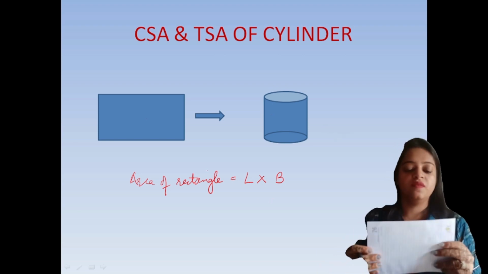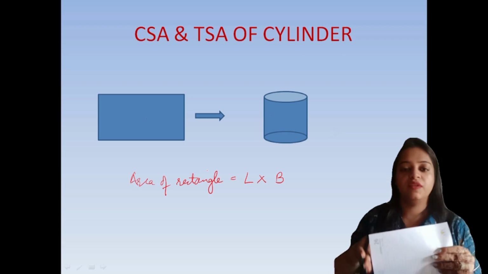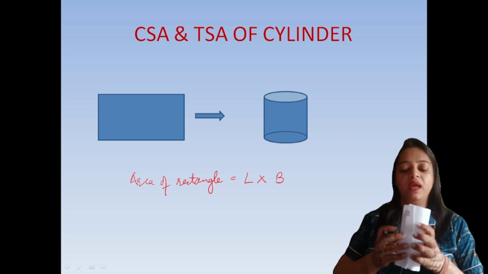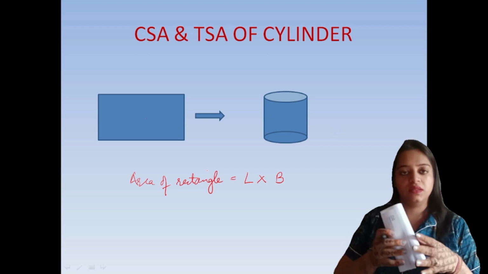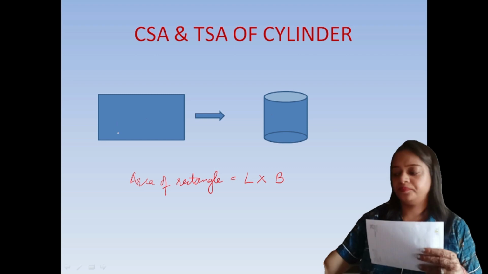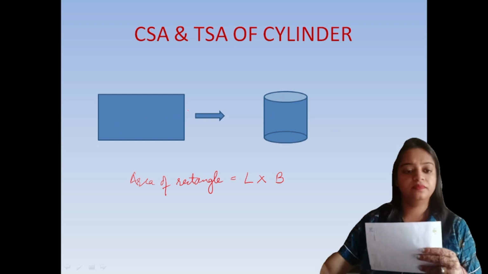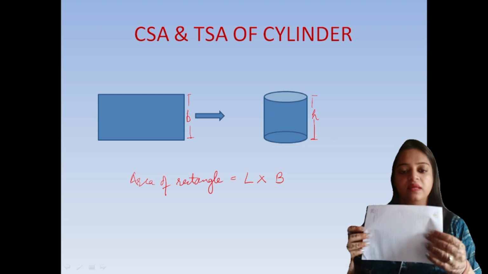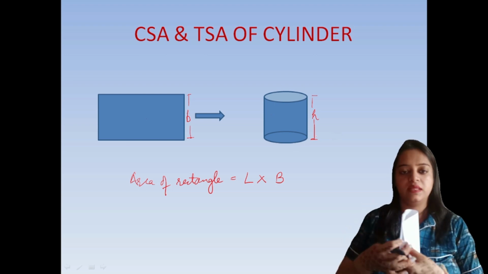First of all, observe that this width of the rectangle, when we roll this sheet, it becomes the height of the cylinder, right? So I am writing this as breadth of the rectangle, and the same is becoming the height of the cylinder, right? So these two things are same, this breadth and this height, right?